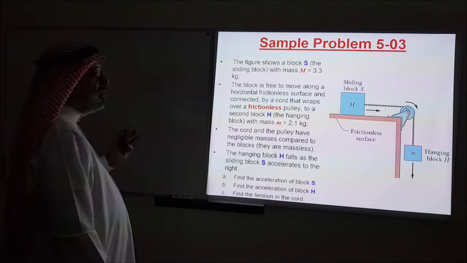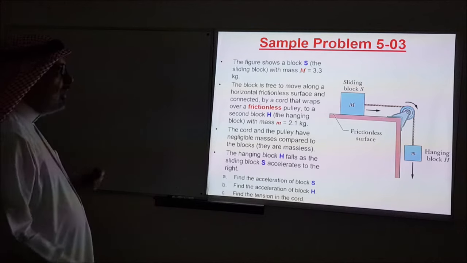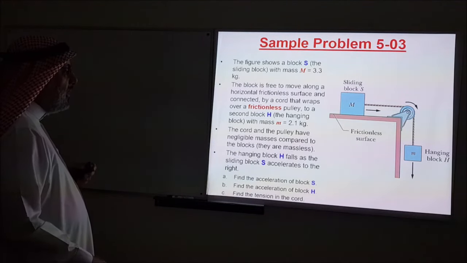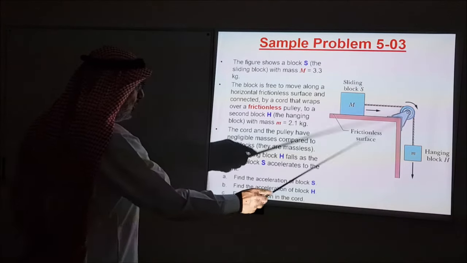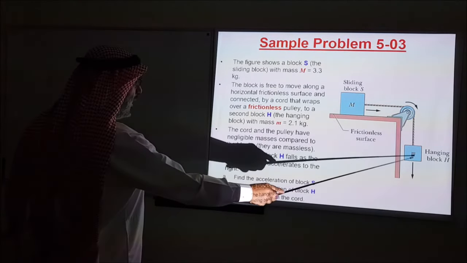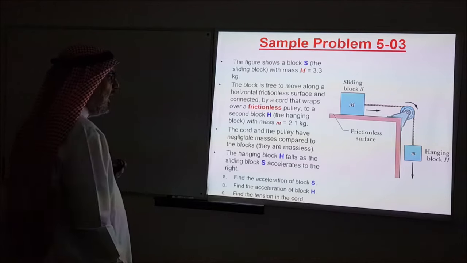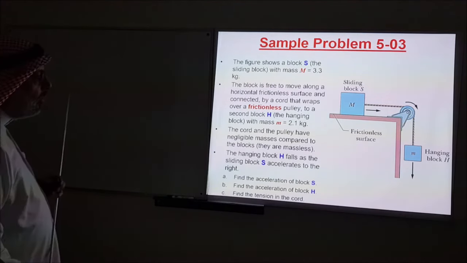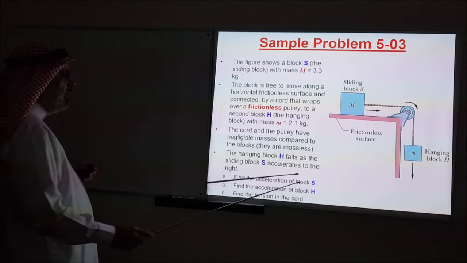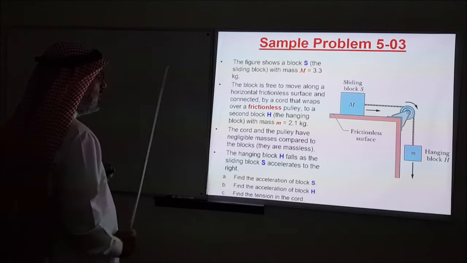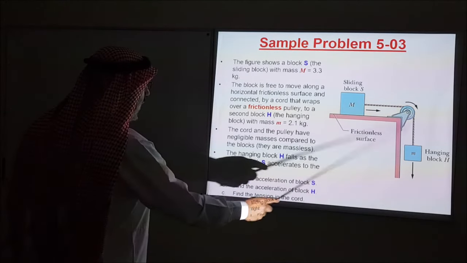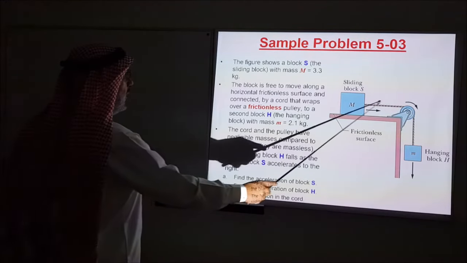The cord and the pulley have negligible masses, so we don't have to worry about their motion compared to the blocks. They are massless. You release the system from rest, so the hanging block falls as the sliding block accelerates to the right. What we want to find is the acceleration of the sliding block S, the acceleration of the hanging block H, and the tension in the cord.